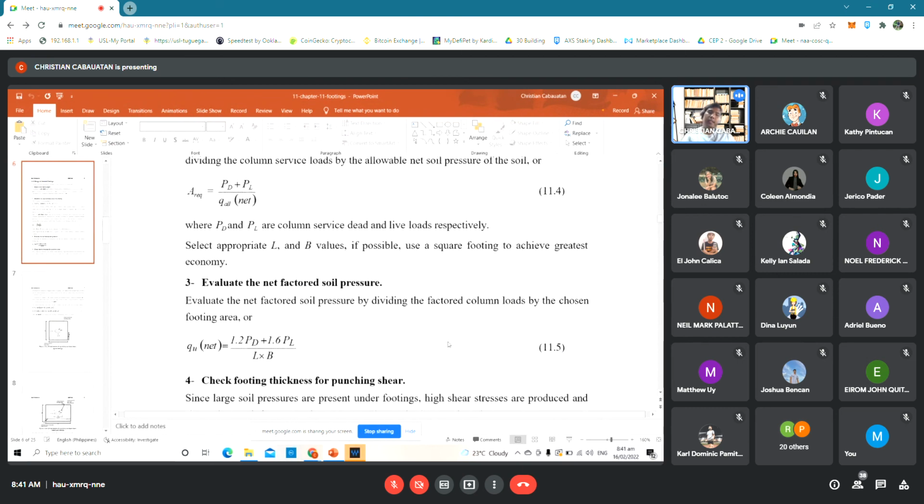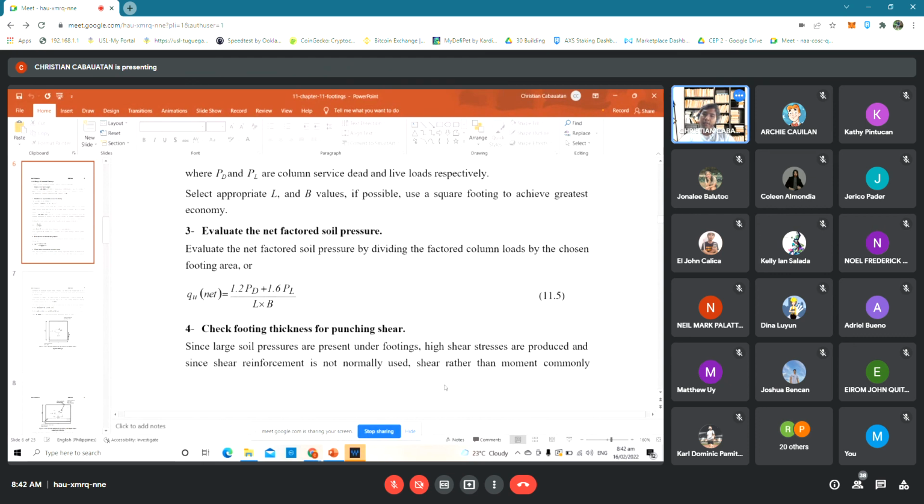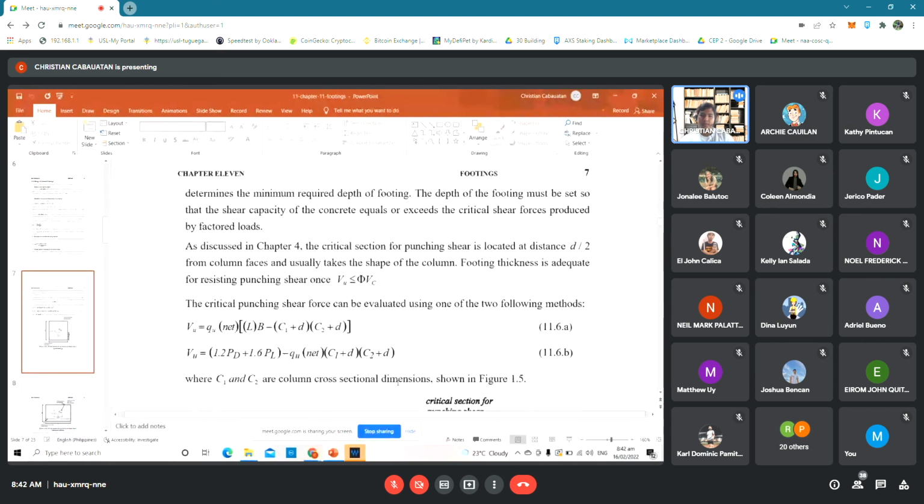The third one is to evaluate the net factored soil pressure. Ayan na, the 1.2 and 1.6 are the factors I mentioned earlier with respect to the dead loads and live loads. Qu is equal to 1.2 PD plus 1.6 PL over L times B, or for a square footing, B squared. The next one is to check the footing thickness for punching shear. That is what we usually want to avoid, the effects of punching shear. Since large soil pressures are present under footings, high shear stresses are produced, and shear reinforcement is not normally used. So those are the computations.